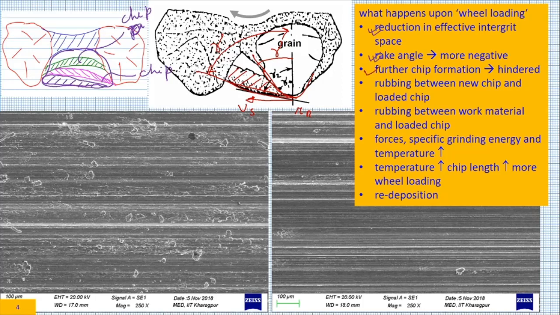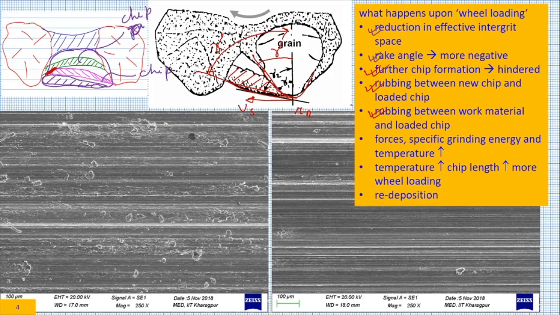Further chip formation is hindered. Why is further chip formation hindered? The chip would not be able to flow. Already if you can see between this pink chip and the green chip, there is some interaction here. So if there is some interaction, there would be rubbing. If there is rubbing, you would have problem. What kind of problem? We will talk about it. Rubbing between the new chip and loaded chip, just now I have explained. Rubbing between the work material and loaded chip.